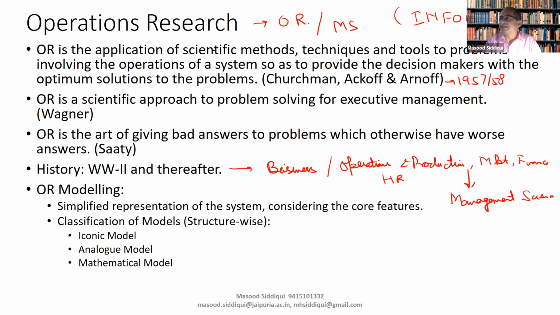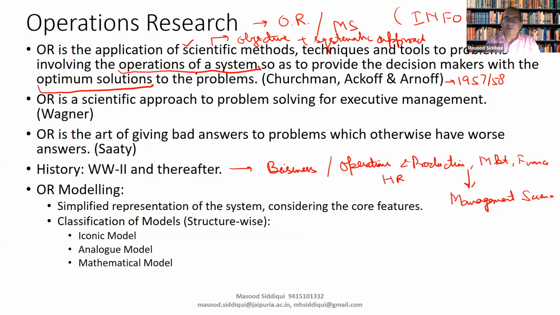Operations research is the application of scientific methods and techniques and tools, right, to the problem involving operations of a system, right? So the important thing is it is related to a system or operations of a system, so as to provide the decision maker with the optimum solution to the problem. So the next important part is the optimum solution to the problem. Here the first words are scientific methods, tools, and techniques. Obviously, scientific methods, tools, and techniques mean these tools are objective in nature and there is a systematic approach toward the problem. So here we will cover both objectivity as well as systematic approach. They constitute the thing that is known as scientific method.